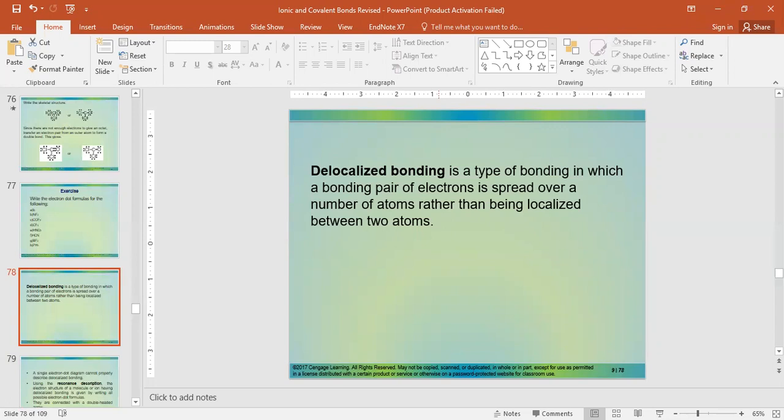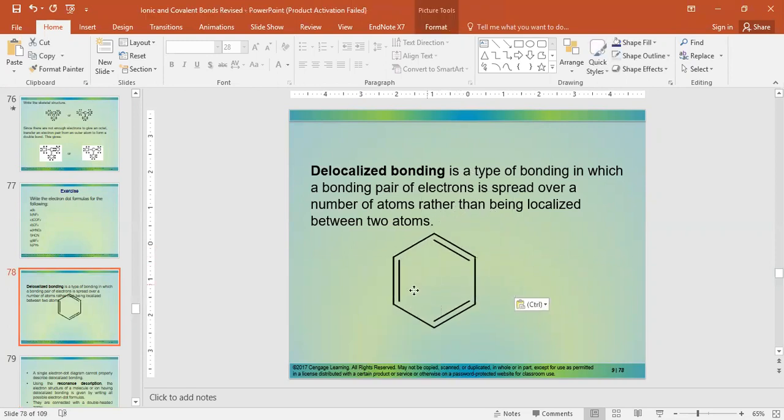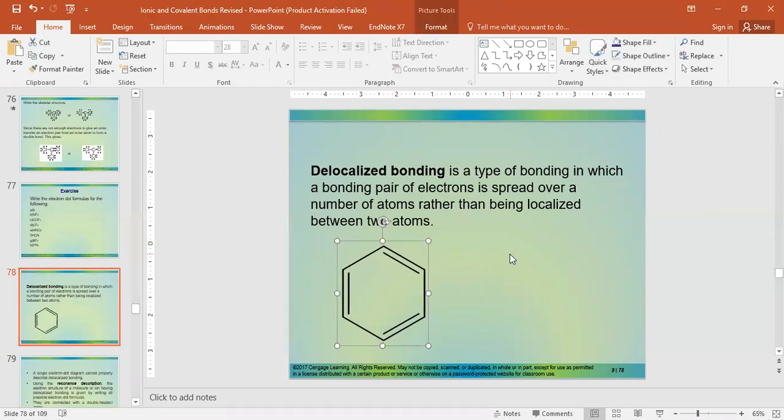For example, I'm going to look at this compound here. Let me see whether I can bring this compound here. Are you able to see this compound here, students? Yes. This is a benzene ring.